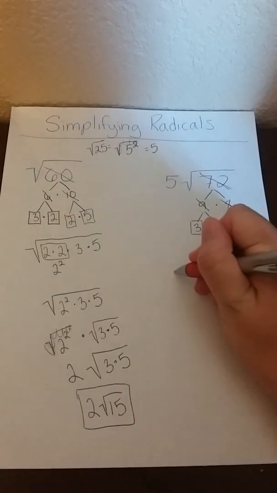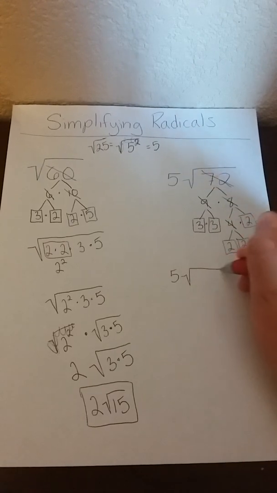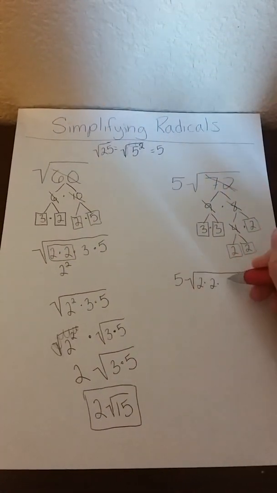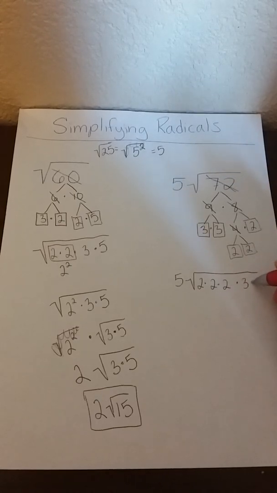So this is now 5 on the outside. On the inside, I'm going to write them least to greatest. I have 3 2's, 2 times 2 times 2, and then 2 3's, 3 times 3.